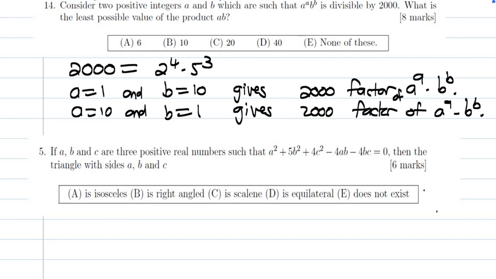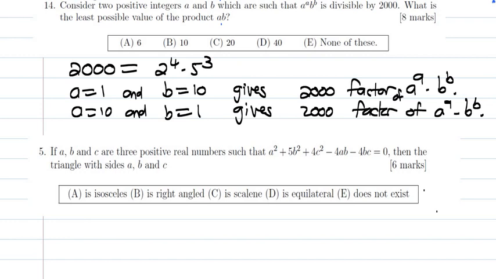Now, problem 14 on that list was: consider two positive integers a and b, which are such that a to the power a times b to the power b is divisible by 2000. So this must be a multiple of 2000. Now, what is the least possible value of a and b?